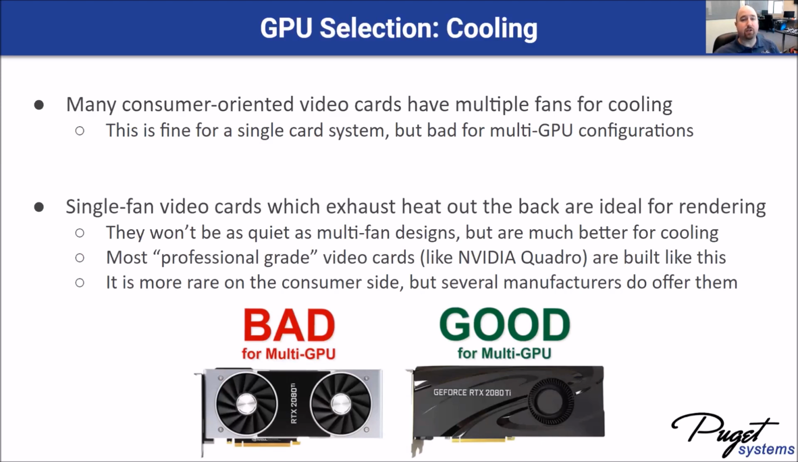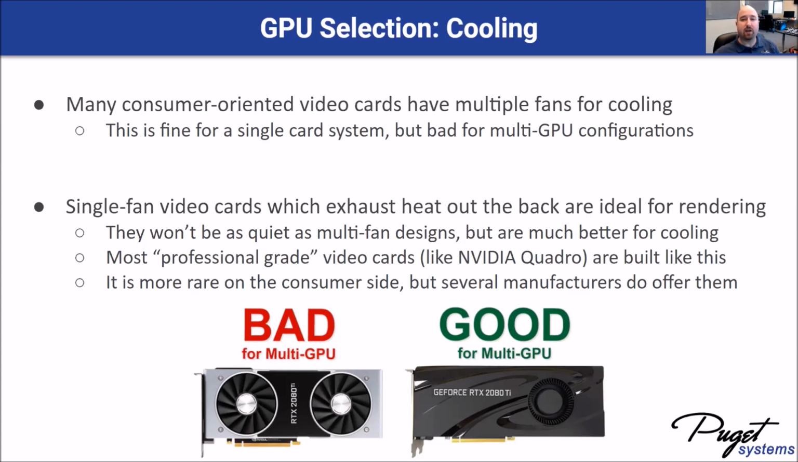And that'll lead to slowdowns and performance degradation. You want to get that heat out of the system as fast as possible. So you want single fan cards that exhaust heat out the back. And that's another thing where the Quadro cards and other professional cards tend to default to that. That's kind of the cooling option that those default to.